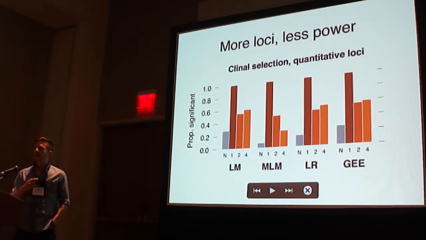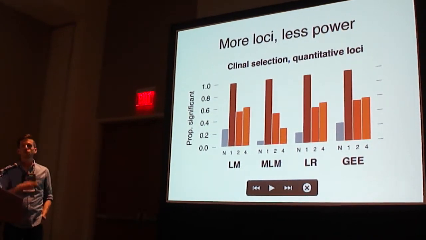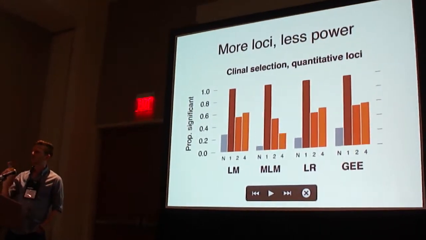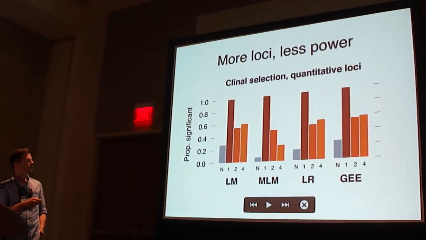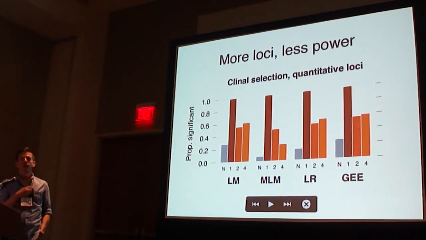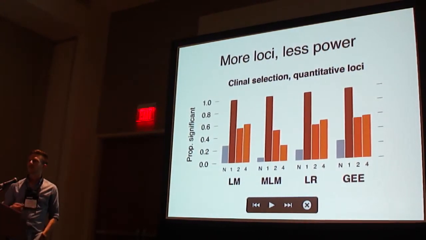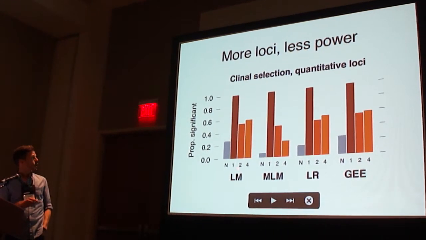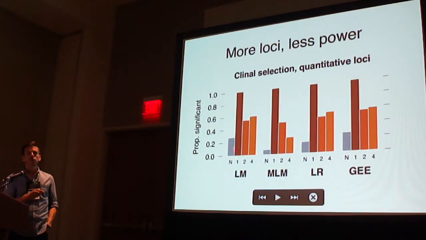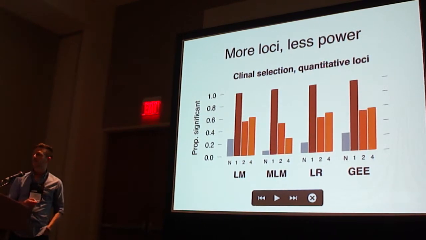And you can see that all of these association models are very good at finding cases where there's just one selected locus, which is what we expect. And power to detect selective loci drops off quite a bit as we add more loci. Again, this is about what we're expecting. There's more variation in the number of false positives, neutral loci that look like they're significantly associated.